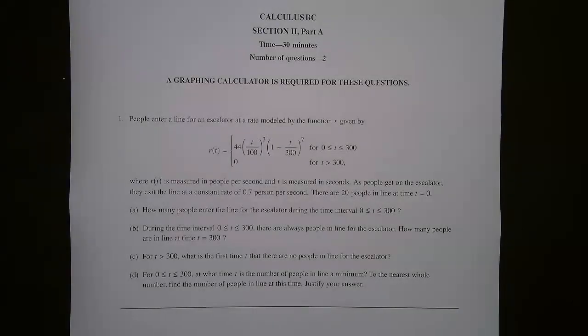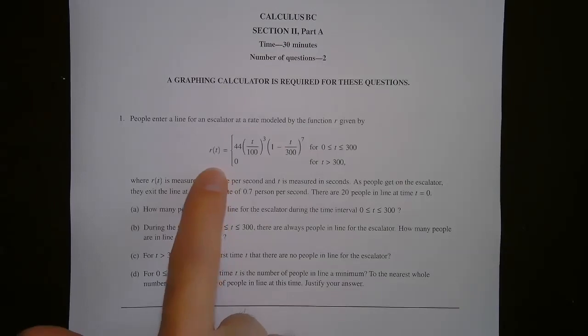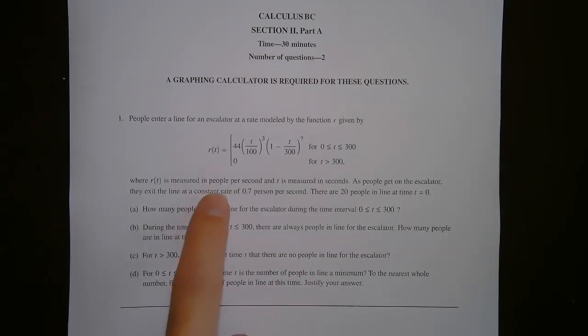For AP Calculus BC free response question number 1 from 2018, the scenario is that people are entering a line for an escalator, and they're also getting off the line onto the escalator. So this is an in and out type problem. It's a rate and accumulation problem. We're adding to the number of people with R of t, because that is a rate, measured in people per second.